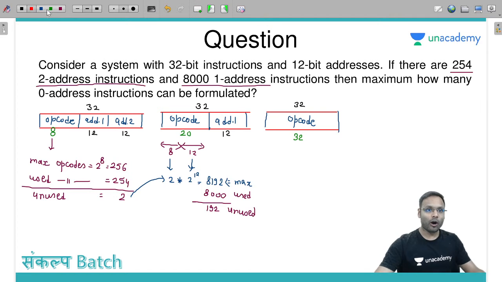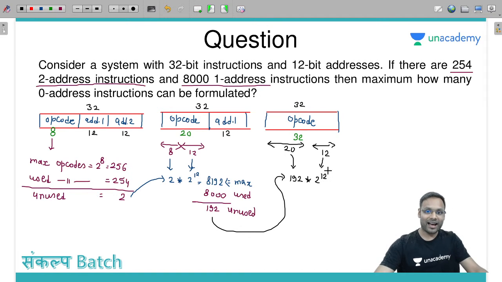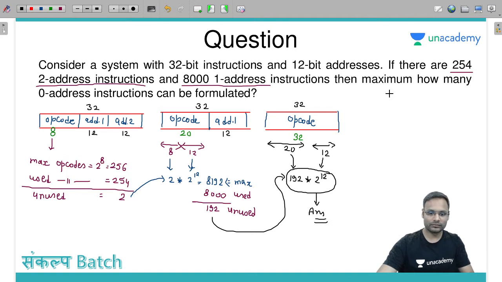Next, we need to divide these 32 bits into two parts. What are the two parts? Previous level opcode bits are 20, and the remaining are 12 bits. Among these 20 bits, the unused combinations we are getting from the previous level are 192, into all the combinations of 12 bits, 2 power 12. These are the maximum zero address instructions, and that is my answer.